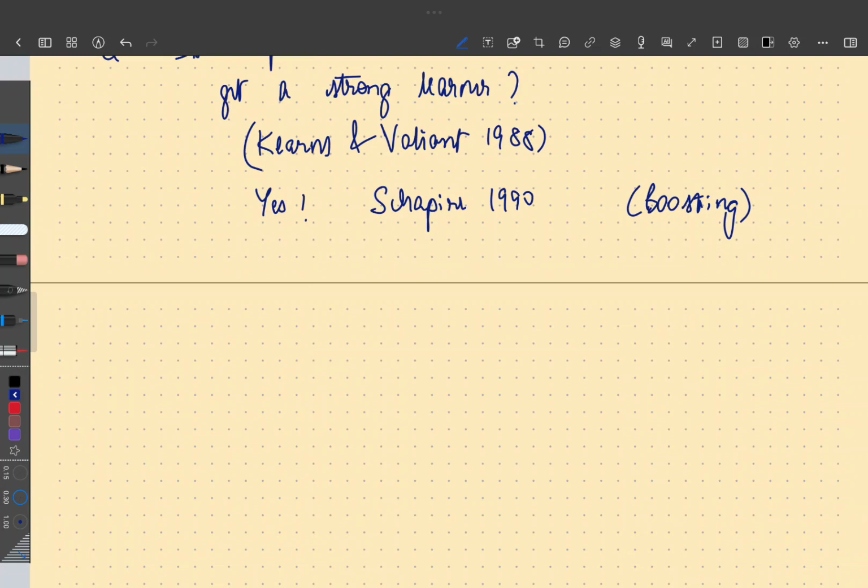Here, Ada is adaptive. We'll get to what that is later. But let me just set up the problem, or the high level idea behind this idea of boosting.